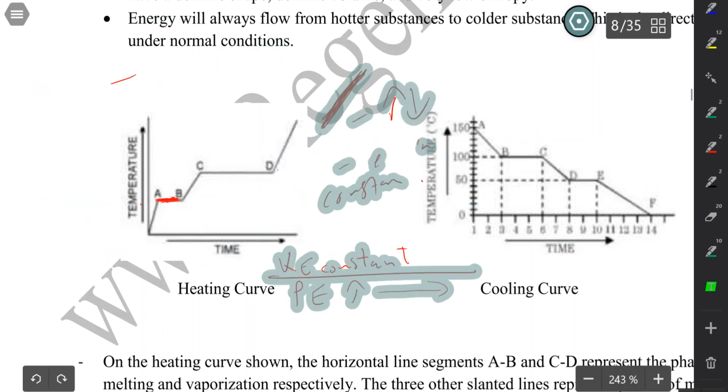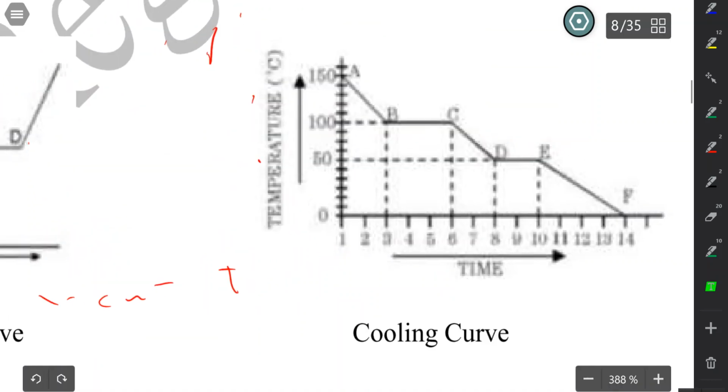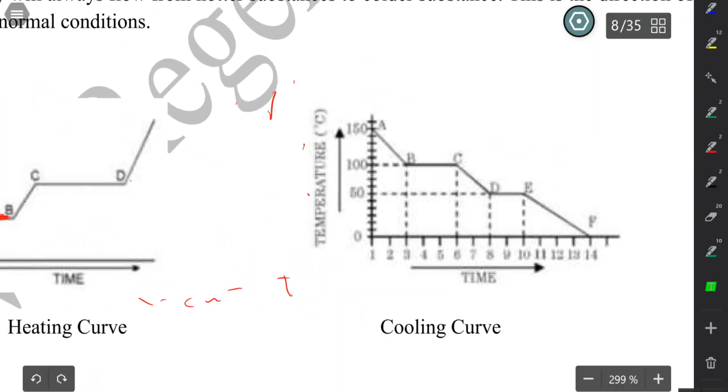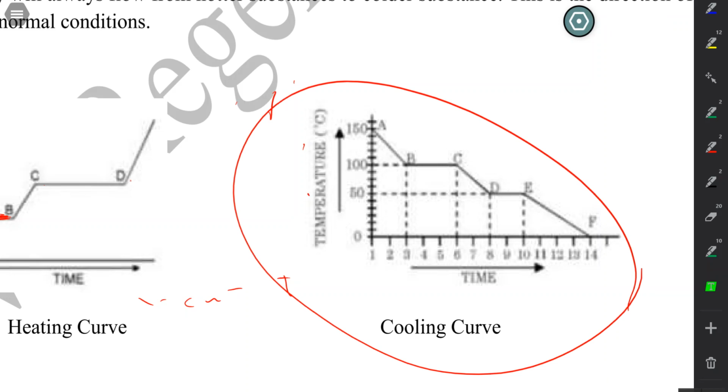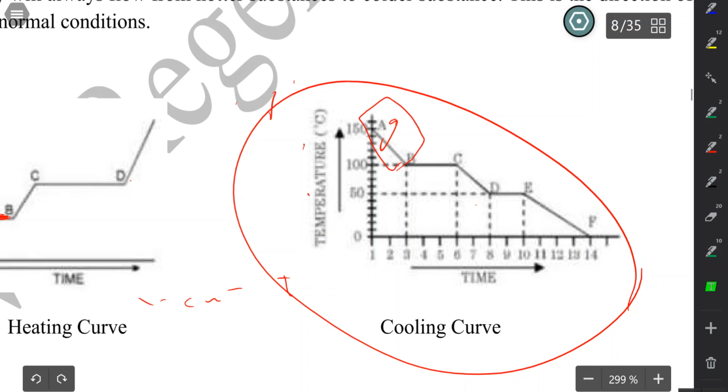Here are some questions that may come up. Let's say you may be asked, how much time does it take to condense the substance presented in this cooling curve? So this is a gaseous phase. The highest temperature is gas, from B to A. That's all your gas. This is your liquid, and this is your solid. So here you will condense, from B to C. Here you will freeze, from D to E.